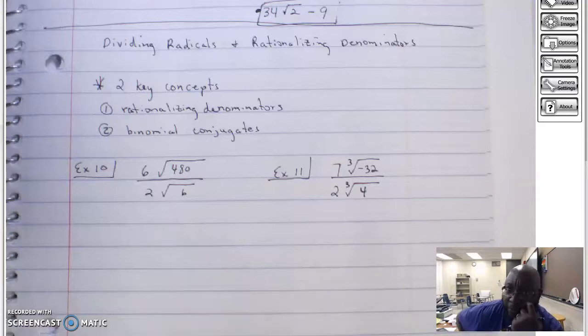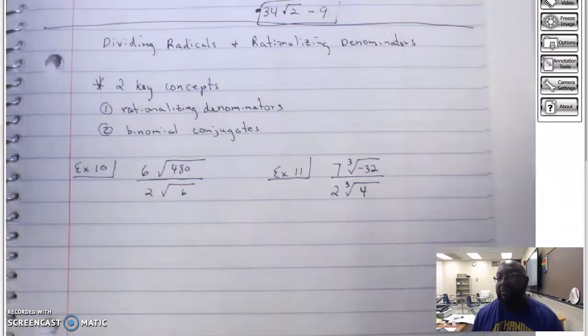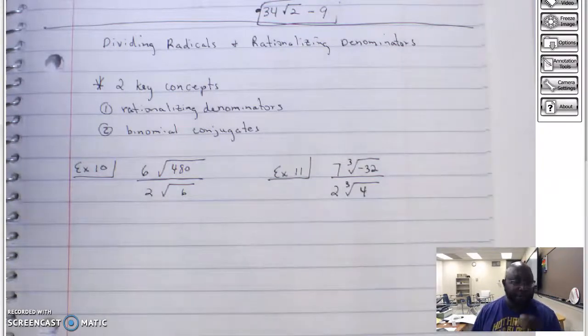So dividing radicals and rationalizing denominators, there's two key concepts. You got to rationalize, meaning there should not be a radical left in your denominator. And if my denominator has a binomial, you got to multiply by its conjugate. So let's take a couple examples real quick.